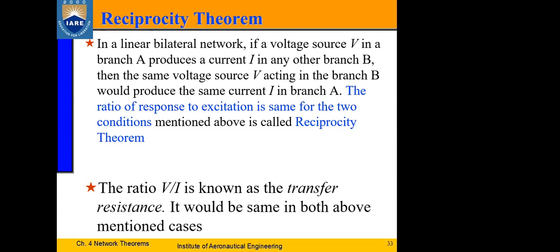The reciprocity theorem states that in a linear bilateral network, if a voltage source V in a branch A produces current I in another branch B, then the same voltage source V acting in branch B would produce the same current I in branch A. That is, suppose I have a network of this type. Let me show you.